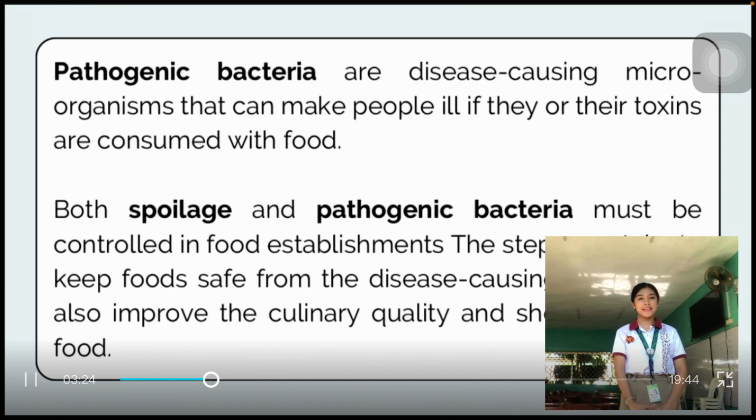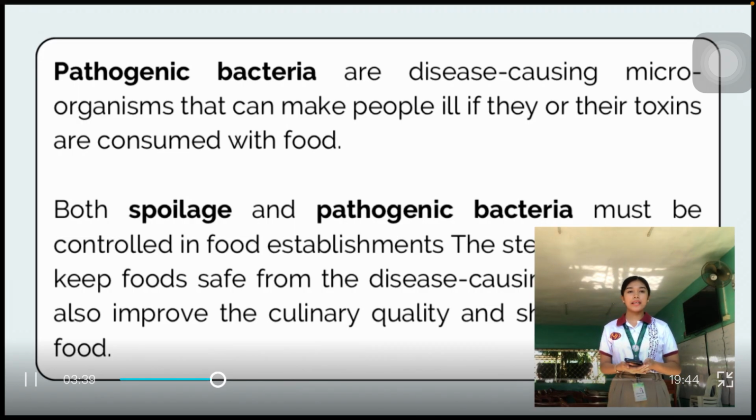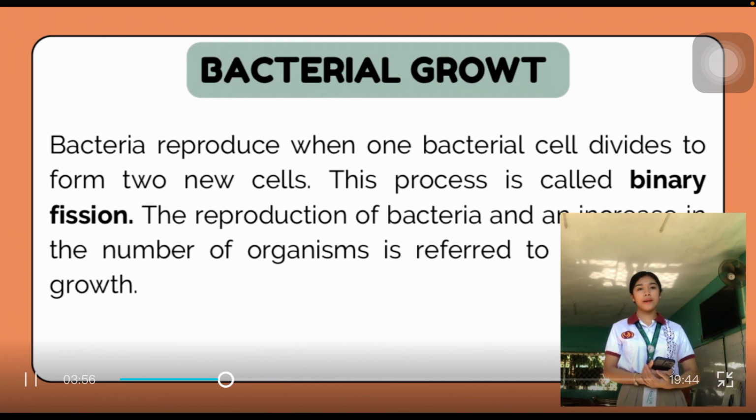So now we're going to discuss pathogenic bacteria. So what is pathogenic bacteria? Pathogenic bacteria is a very dangerous bacteria because it could make people ill when we consume food with toxins. So both spoilage and pathogenic bacteria must be controlled in an establishment, especially when we prepare food. Steps that you take to keep food safe from disease-causing bacteria will also improve the culinary quality and shelf life of the food. So now we're going to talk about bacterial growth.